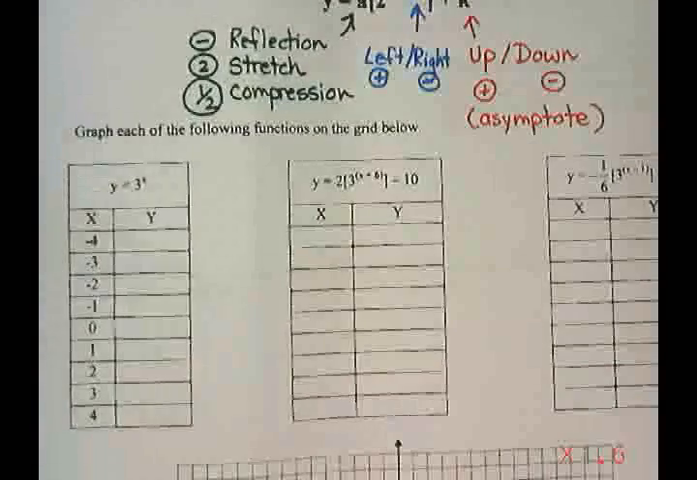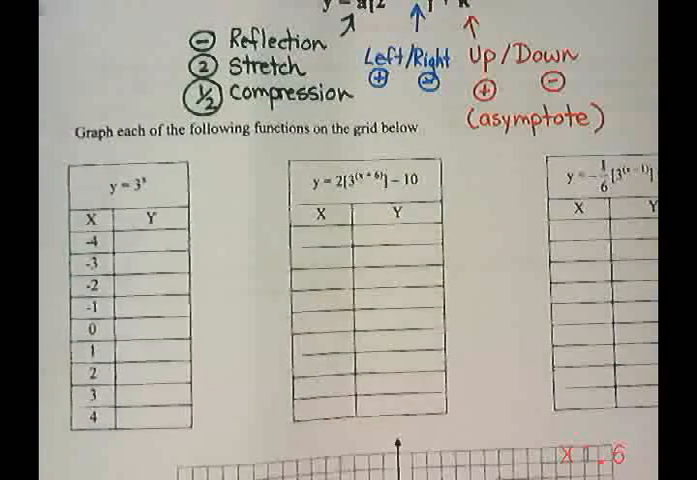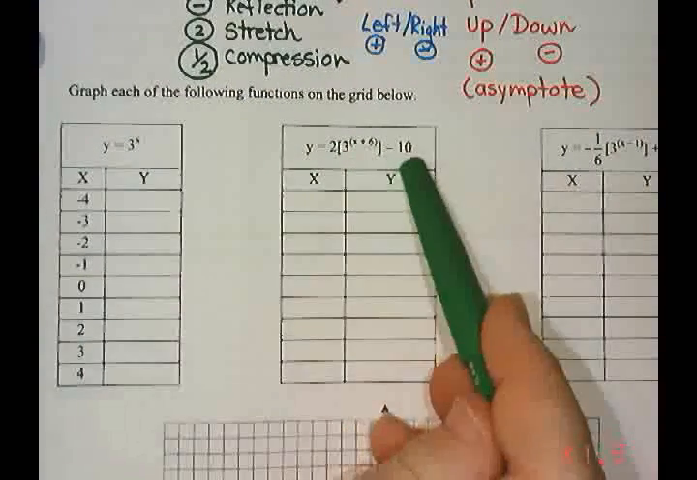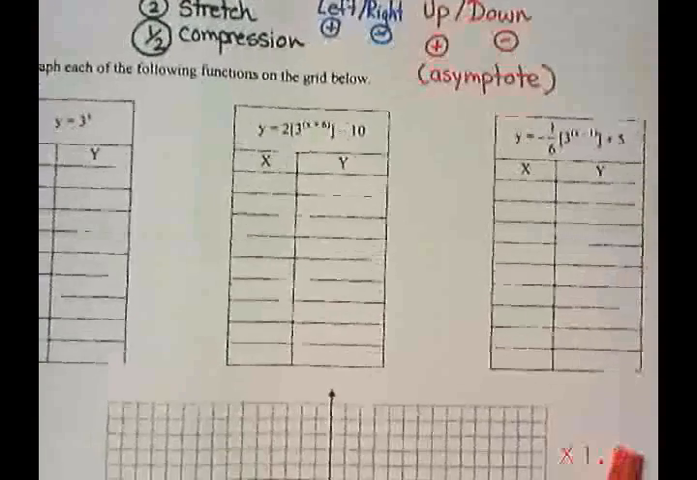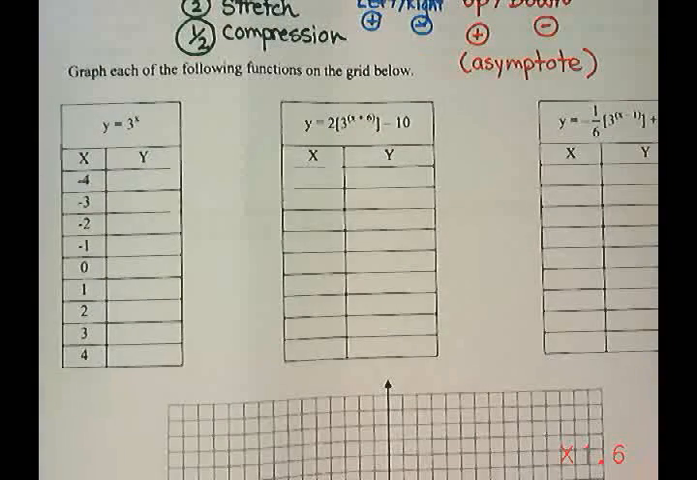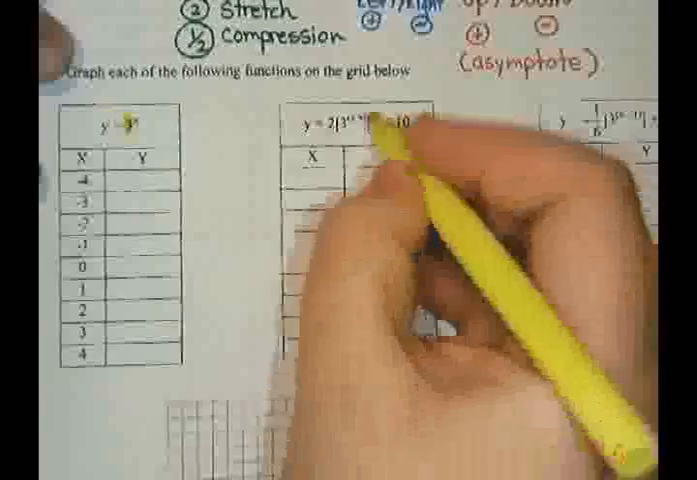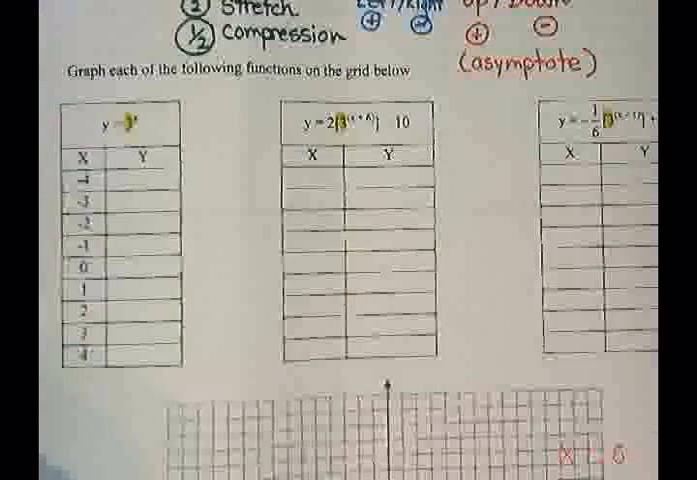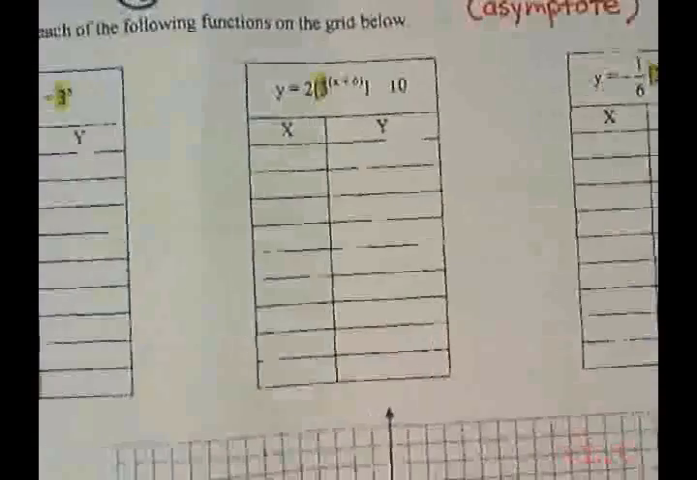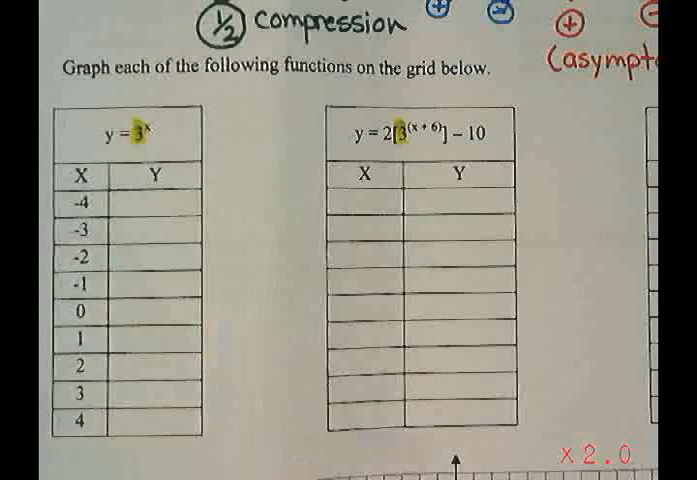So we're going to take a look at 3 graphs here. We've got y equals 3 to the power of x. We've got 2 times 3 to the power of x plus 6, minus 10. And negative 1/6 times 3 to the power of x minus 1, plus 5. The first thing I notice in all of these is that they have the same base. You can find the base by looking at your equation and looking at what has the exponent. So the exponent is sitting on the 3 here, right? It's 3 to the x, 3 to the x plus 6, let me zoom in a little, and 3 to the x minus 1. So the base function for my graph is going to be 3 to the x.